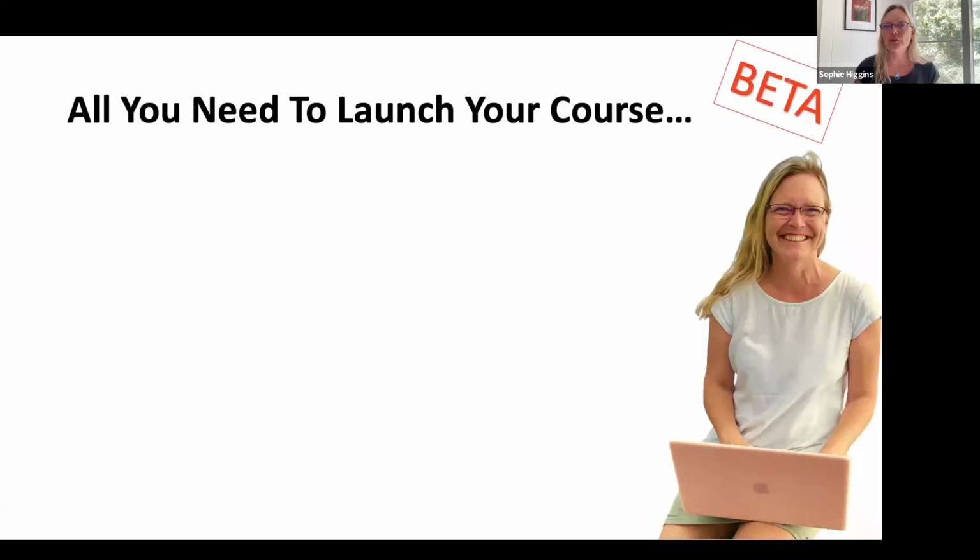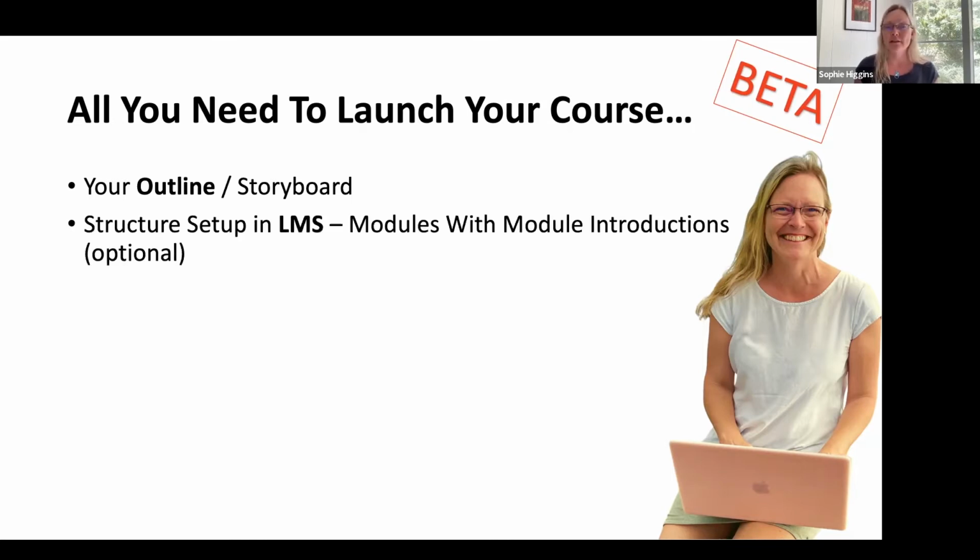All you need to launch your course in the beta version is your outline, which is equivalent to your mind map or your storyboard. And then a setup of the structure in the learning management system with these modules. And when you do your pre-sale, they can be empty. They can just be in draft shape. You have the modules outlined, and then the lessons in themselves can be in draft. So you just publish week by week, again, to give yourself some time to create the content.